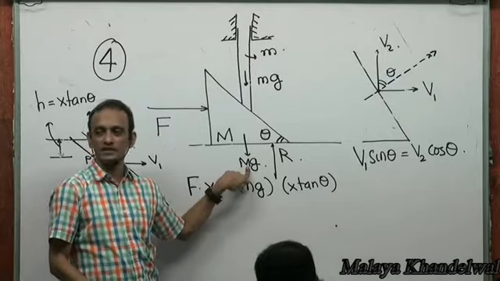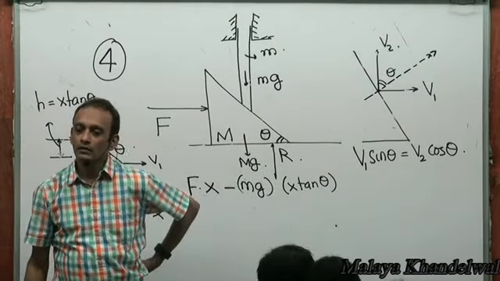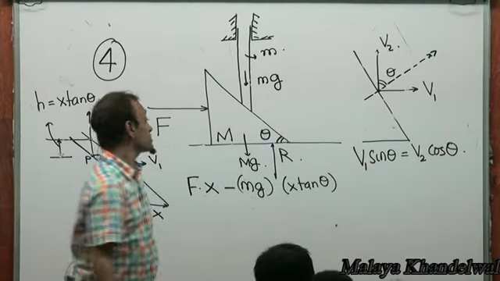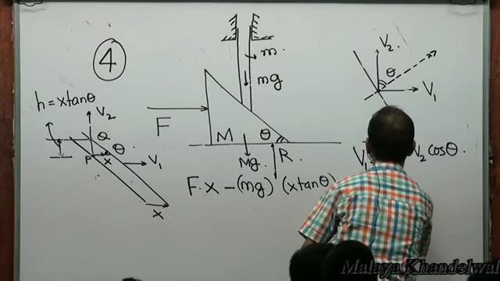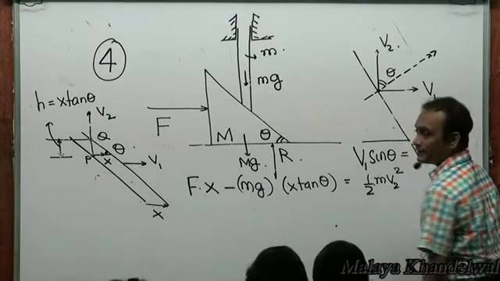Work done by capital Mg is 0, work done by R is 0. Why? Because the displacements are perpendicular to capital Mg and R. So no work done, right? And this entire thing must be what? Total change in kinetic energy of the rod plus the plane, right? Change in kinetic energy of the rod is what? Half small m v2 squared. Right? Change in kinetic energy of the plane would be half capital M into v1 squared. Yes or no?